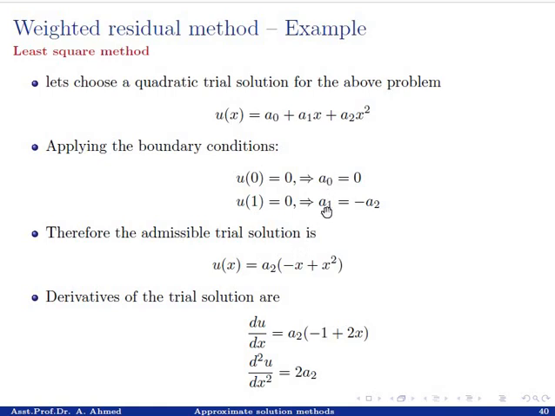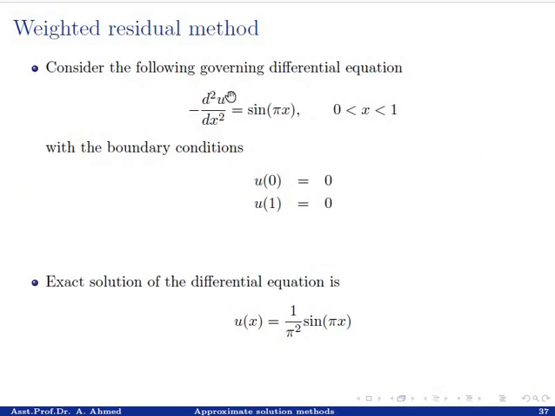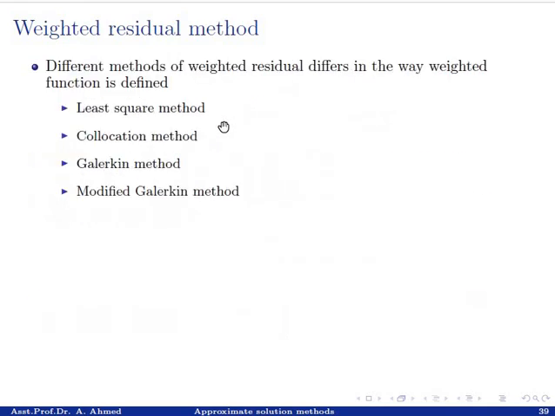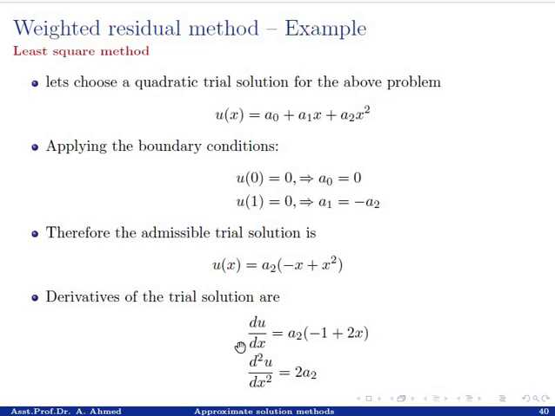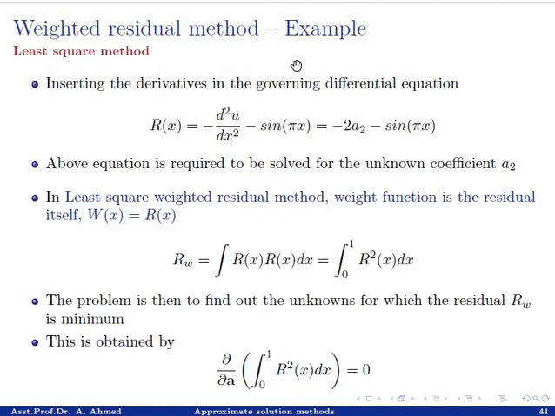Putting the values of a0 and a1 in the above equation, I will get the admissible trial solution. So this was the generic trial solution, and this is the admissible trial solution which respects the boundary condition, which is satisfying the boundary conditions. u of x equal to this. Then this equation requires me to calculate the second derivative of u. So I calculated the first derivative of u, this function, and then the second derivative of u, and now I'm incorporating this second derivative into the differential equation.